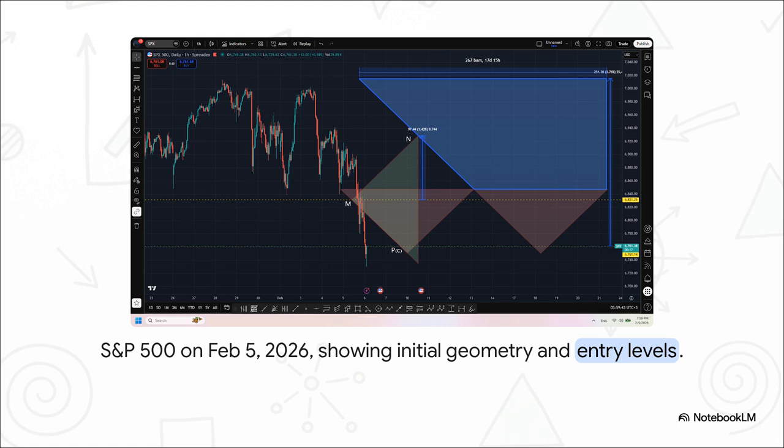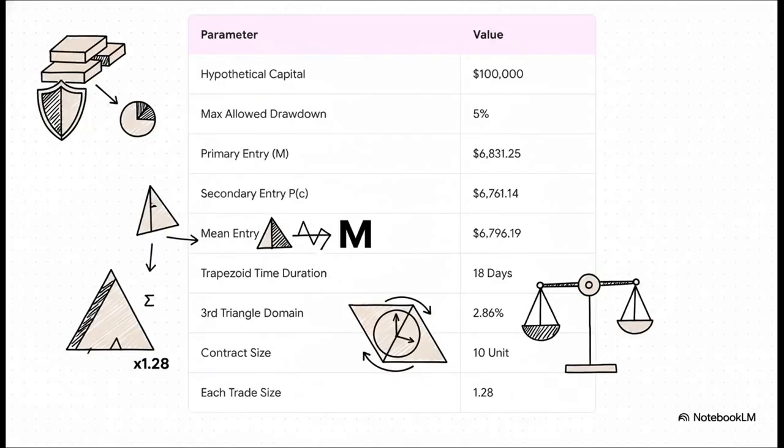Now at this point, the system had already identified two potential entry levels for this cycle. There was a primary entry, which you can see there labeled M, and also a secondary entry, which is labeled P. The plan also came with a very detailed risk preview. This was all based on a hypothetical capital of $100,000, with a max allowed drawdown of 5%.